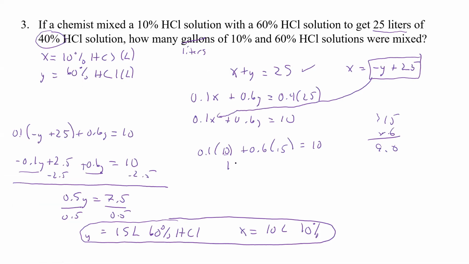So that's 1 plus, and then we get our 9, and that's equal to 10, so 10 equals 10. So that works. So I have to remember I'm just moving one decimal, not two on that one. And so we have then 15 liters of 60% HCl mixed with 10 liters of 10% HCl will give us 25 liters of 40% HCl.